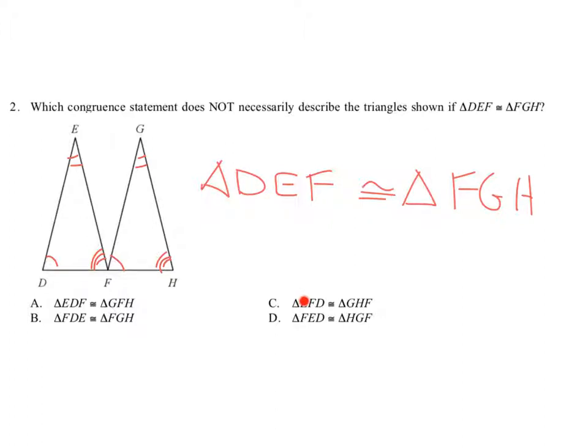E matches with G. There's E and G in the middle. F matches with H. Yep, the 3 marked one. D with F. Good. FED and HGF. F matches with H, yep. E matches with G, that's true. And D matches with F, also true.